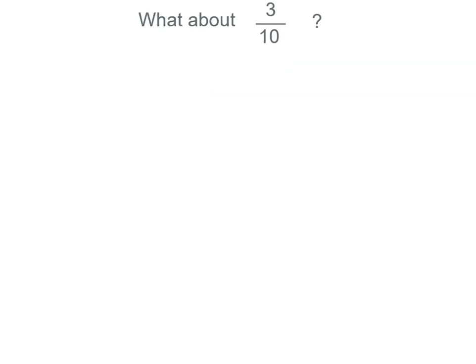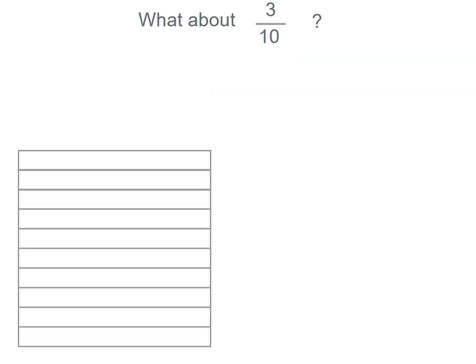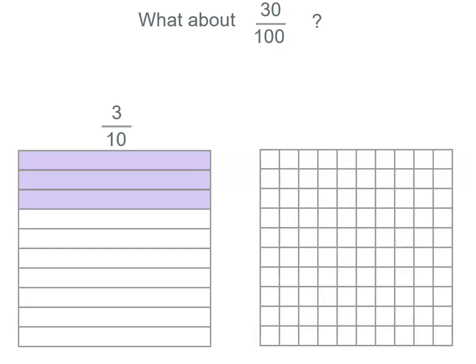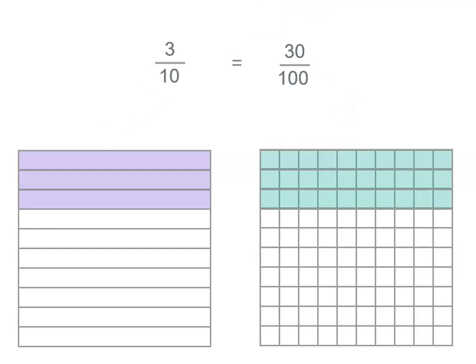What about 3/10ths? Well, let's have our shape broken into 10 equal parts, and we need to shade 3 of them. So there's 3/10ths. And if we think of 30 hundredths, we need our shape broken into 100 equal parts, and we need to shade 30 of them. That's 10, 20, 30. So there's 30 hundredths. And you can see they take up the same amount of space, so they have the same value. 3/10ths is equivalent to 30 hundredths.